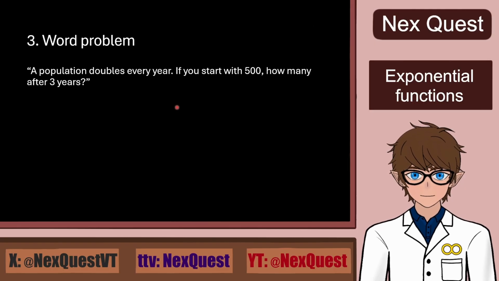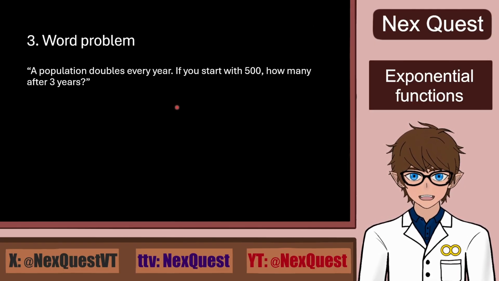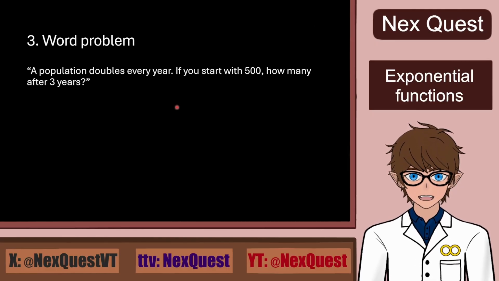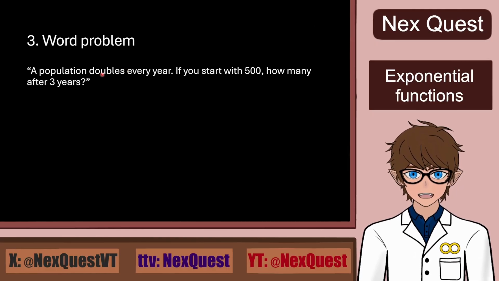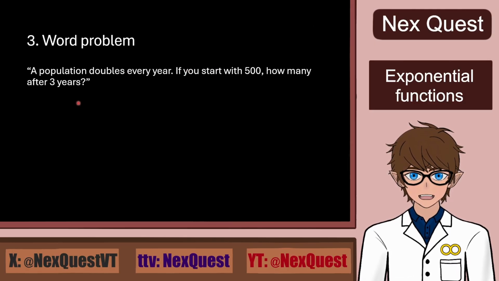For the third one, technically this one would fall better under series or sequences, but it sort of fits here too, so let's just try to solve it, right? A population doubles every year. If you start with 500, how many after 3 years? Let's assume no one in the population dies within the 3 years.